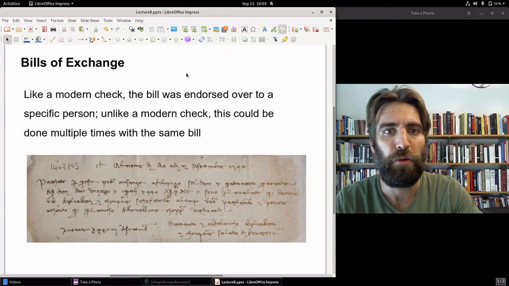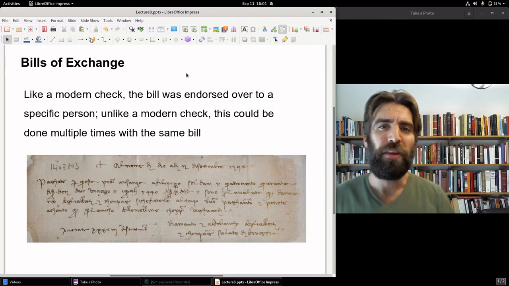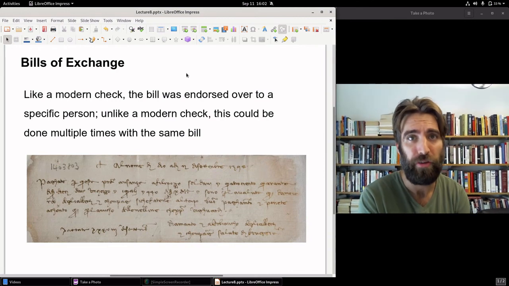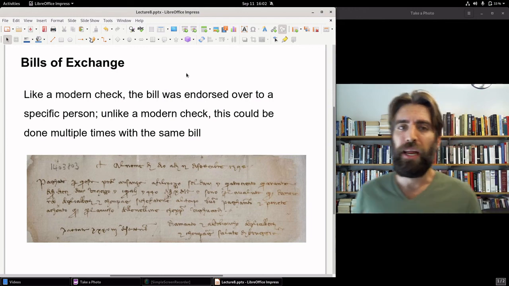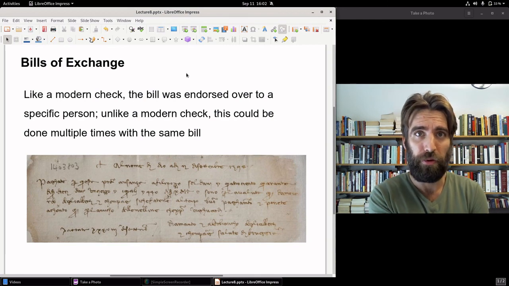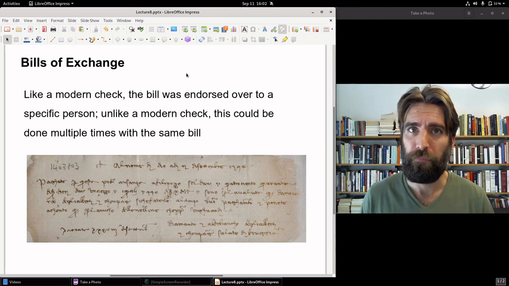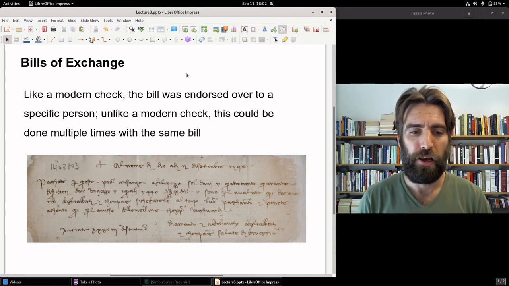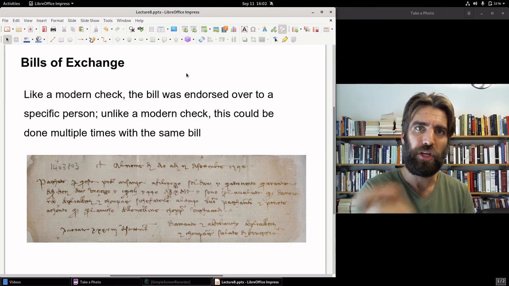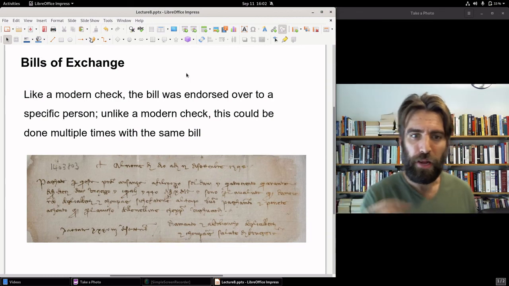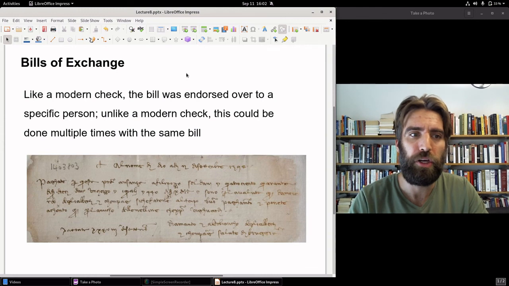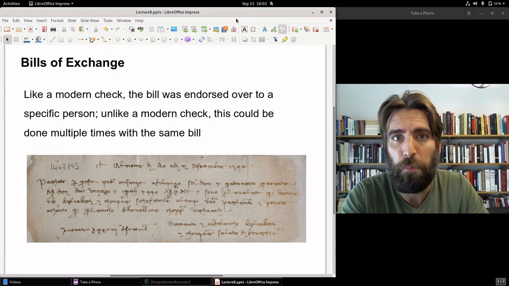So like a modern check, the bill was endorsed over to a certain specific person. This is also what differentiates it from flying cash. You may remember flying cash under the Tang Dynasty. Flying cash, you didn't have to endorse, it wasn't like a check. You didn't endorse the bill over to a specific person. It was more like a banknote. It was more generic than that. It could circulate any number of times and you wouldn't have to write down the name of the person. With the bill of exchange, each time it was transferred over, the name of the person was signed to the bill. Unlike a modern check, this could be done multiple times with the same bill.